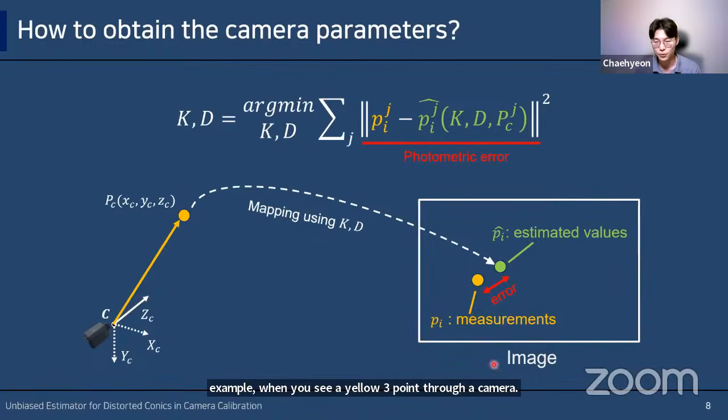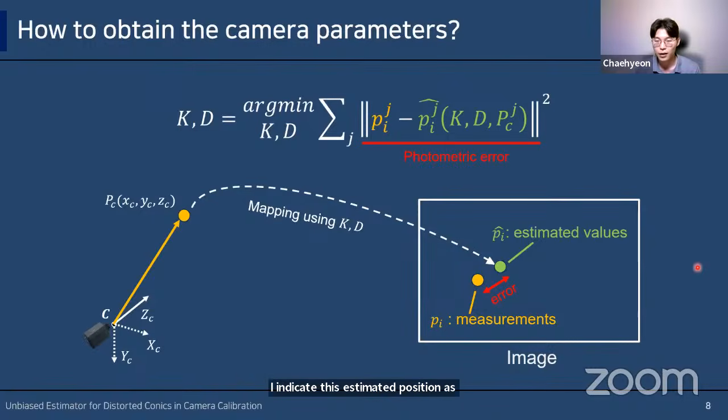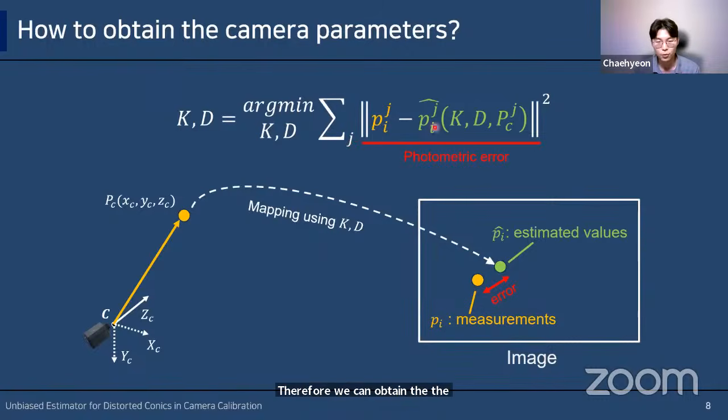This is the measurement. And once you know a mapping function, you can estimate the expected 2D position of this 3D point. I indicate this estimated position as a green dot. If a mapping function is correct, then the positions of these 2 points should be the same. Therefore, we can obtain the optimal camera parameters by minimizing these photometric errors.